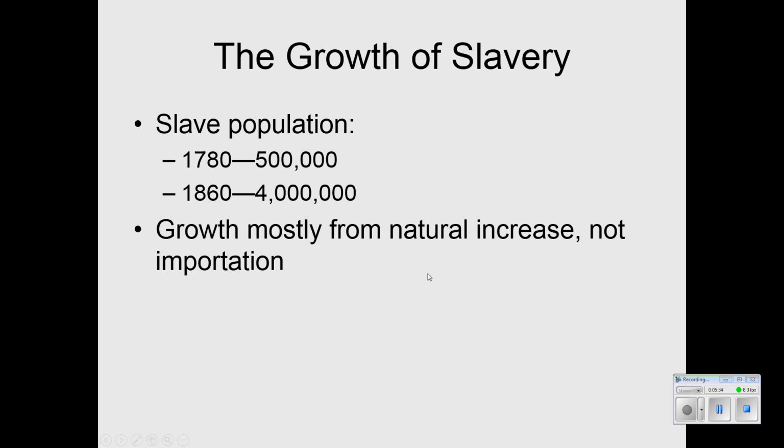The growth was mostly from natural increase, not the importation of new slaves. After 1808, according to the Constitution, the Congress had the power to ban the importation of more slaves, and they chose to do that. They did it with the support of Virginia because Virginia had a surplus of slaves now that the tobacco industry was not what it used to be, and they wanted to sell slaves to other southern states, so they were quite willing to reduce the competition and cut down on the number of slaves that were being brought into the country and eliminate the importation of slaves.